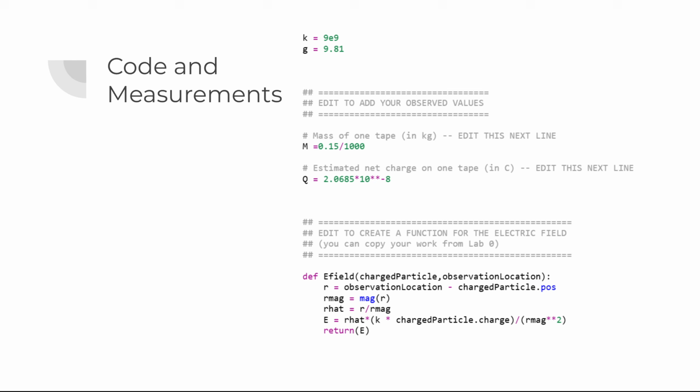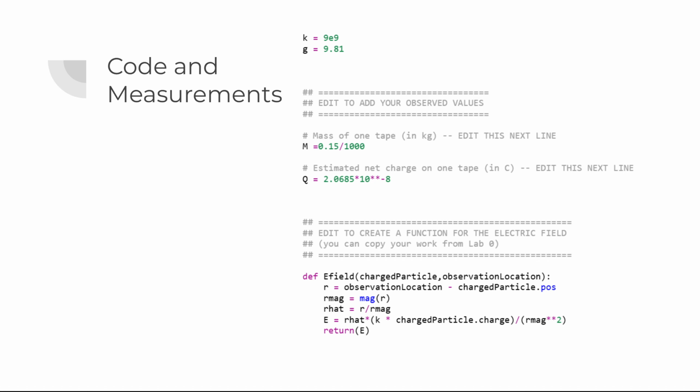So again, you have your k value and your g value. Those are given constants. The mass was calculated using the length, which was 15 centimeters, divided by 1,000, which gives the mass in kilograms. Estimated net charge on the tape was found using simply trial and error until the force calculated by the computational model was equal to the gravitational force.